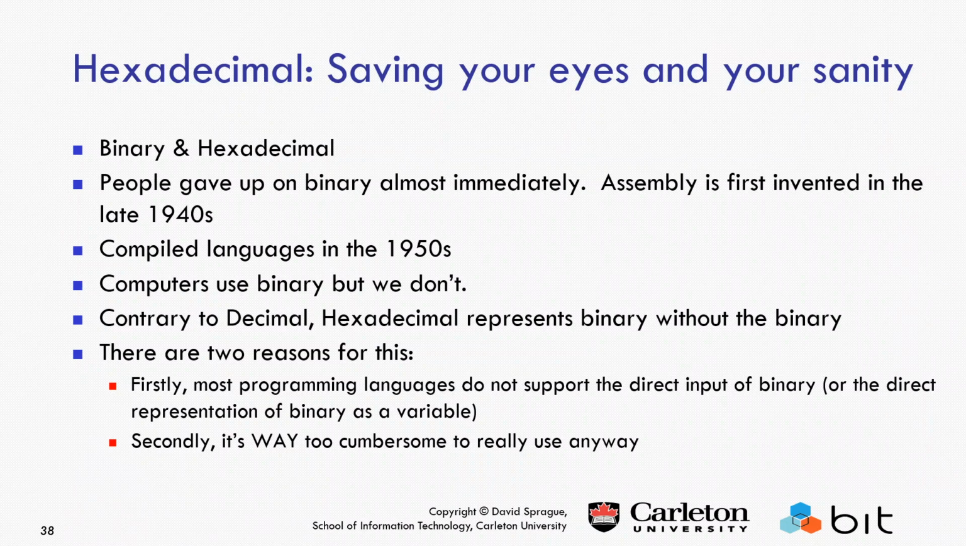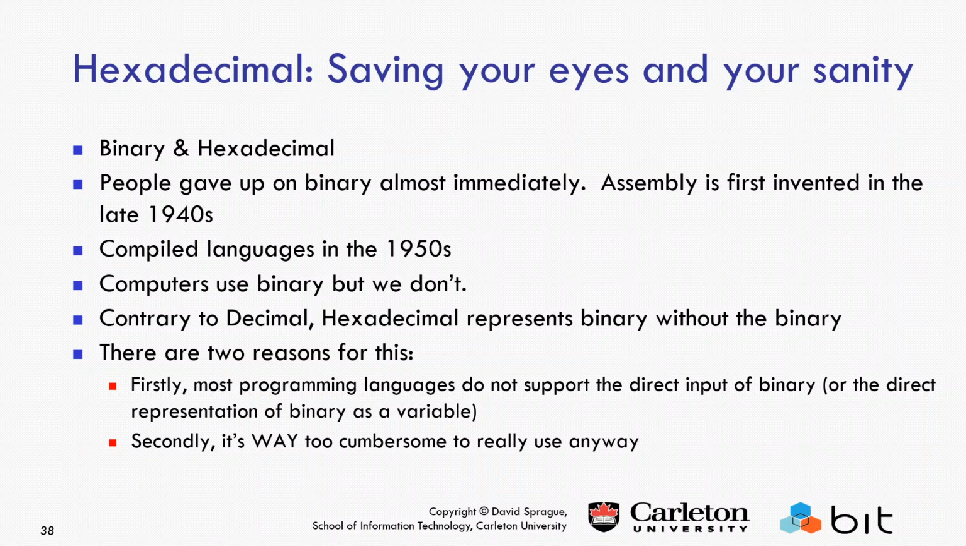So compiled languages are invented in the 1950s. Assemblies are invented in the 1940s. The moment we have binary, we get rid of it for humans and we convert it to hexadecimal because we know it's impossible to read. We know it's too hard. I might ask you for a couple bits of binary, but we're going to be dealing with hexadecimal for the vast, vast majority of things. We will convert to a binary number and then immediately convert to hexadecimal.